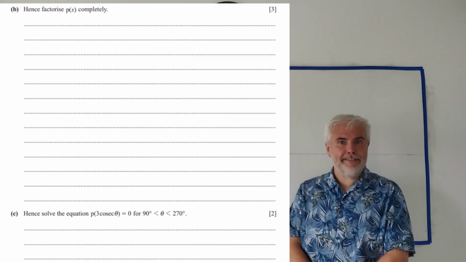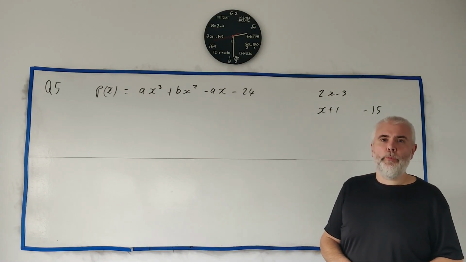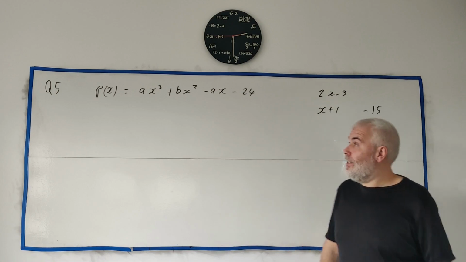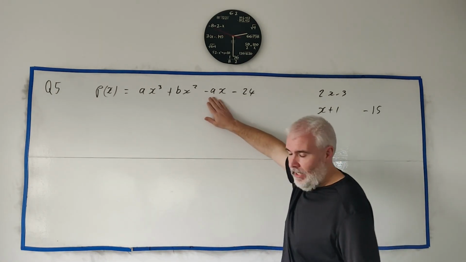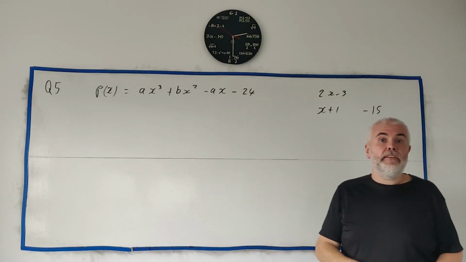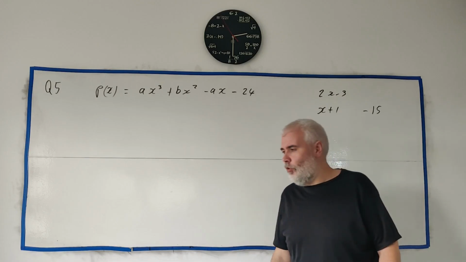Okay, let's get into the maths. In question 5, we're given a polynomial with some missing pieces of information. A and B are missing. There's an A here, B here, and again an A here. To find those two pieces of missing information, that's what they ask us to do in part A.